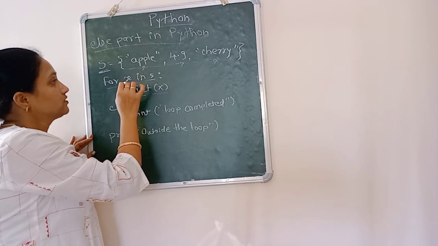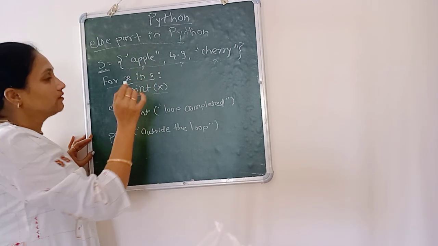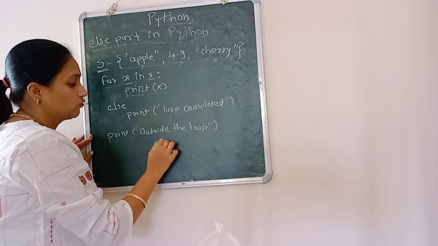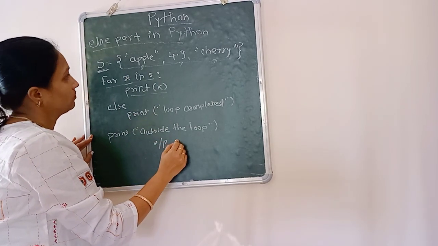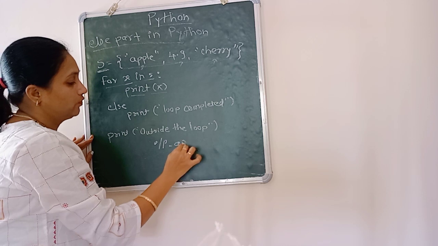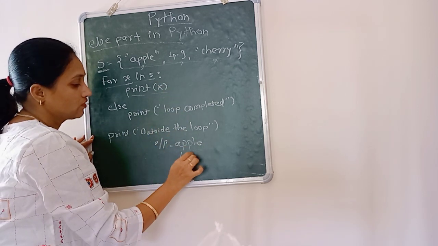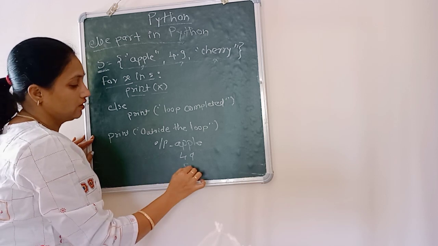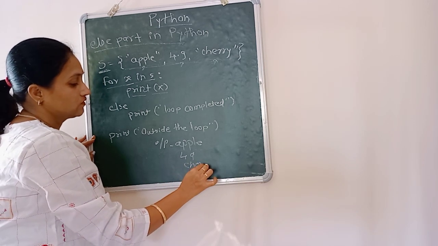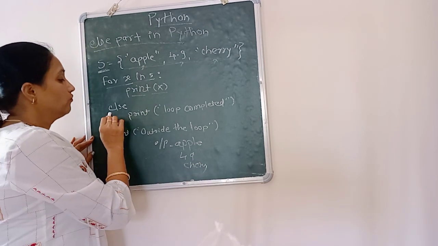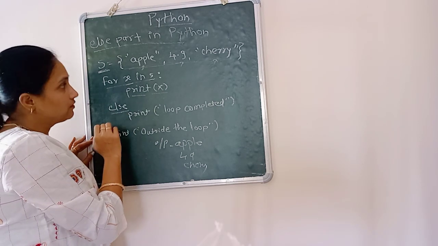For the first iteration it will print, I'll write the output here, apple, then 4.9, then cherry. Now when will the else part get executed?